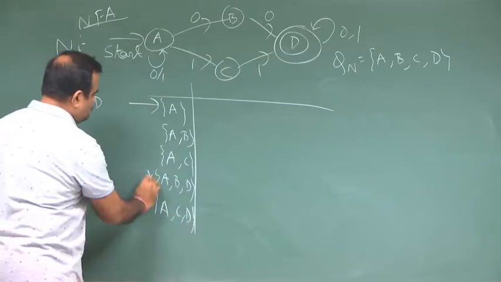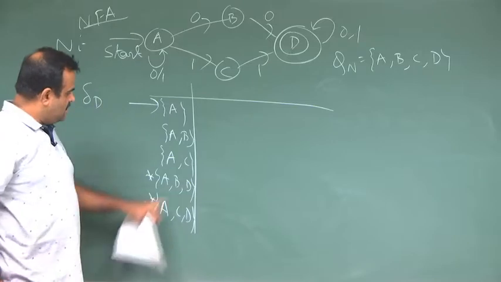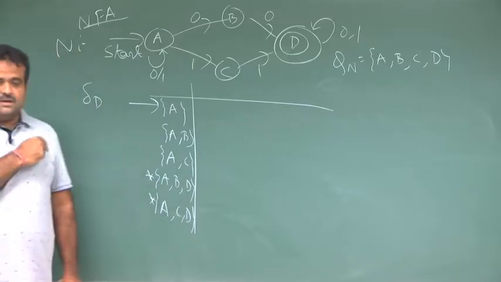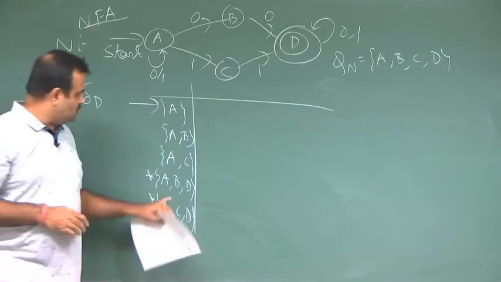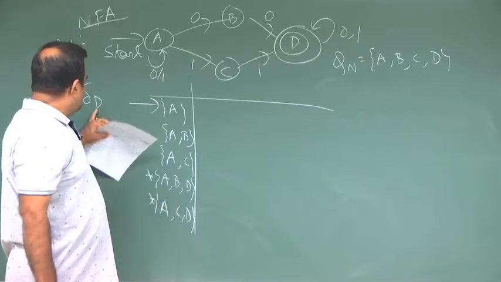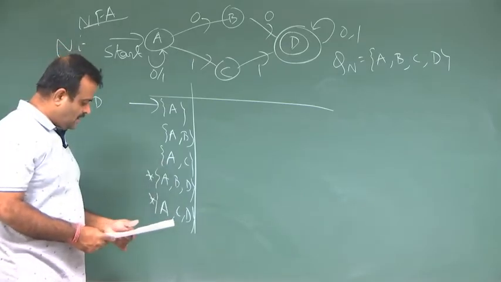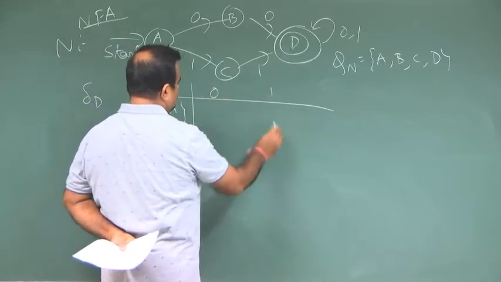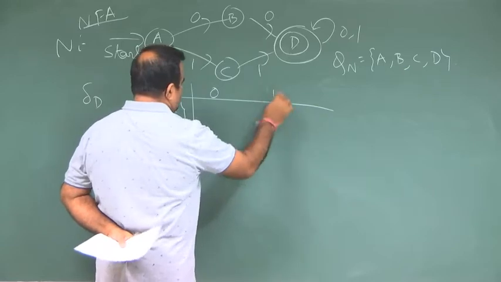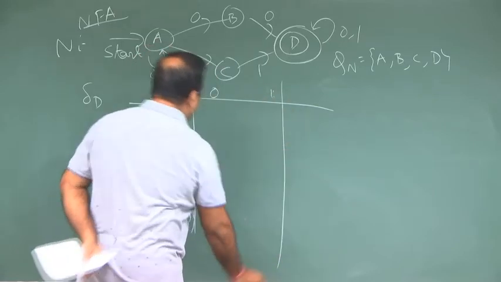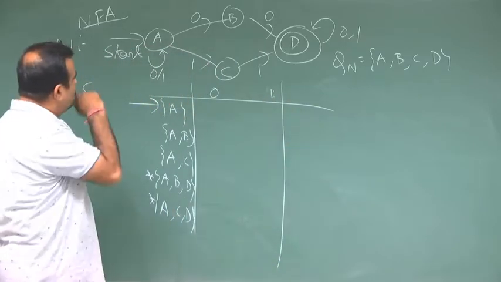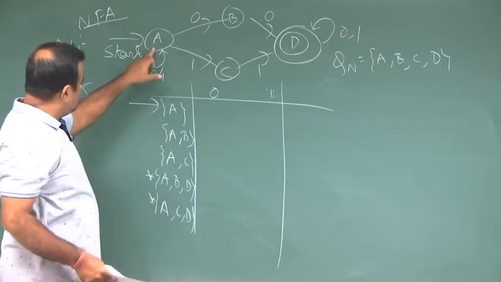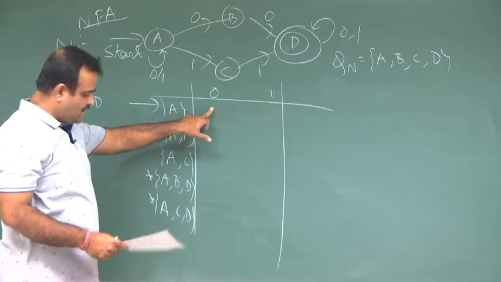Okay. And these two contain D, and D is the final state of the automata. So, these two are the final states of the DFA also. Okay. Now, the rule. If we have 0 1, so if we have 0, where can we go? 0 means we can go to B or we can go to A. So, this is going to AB.